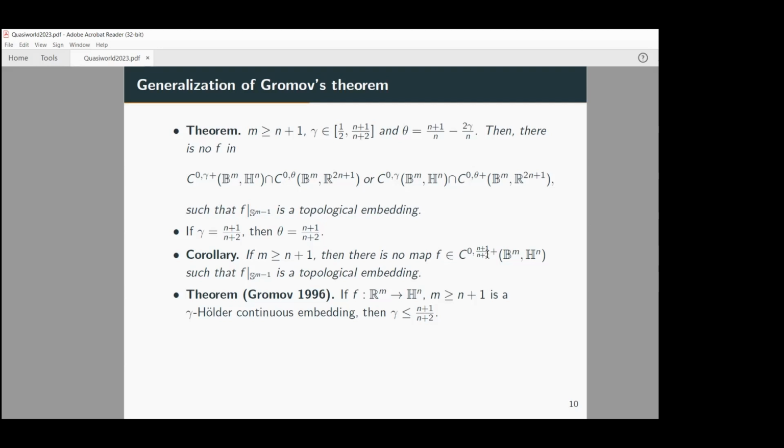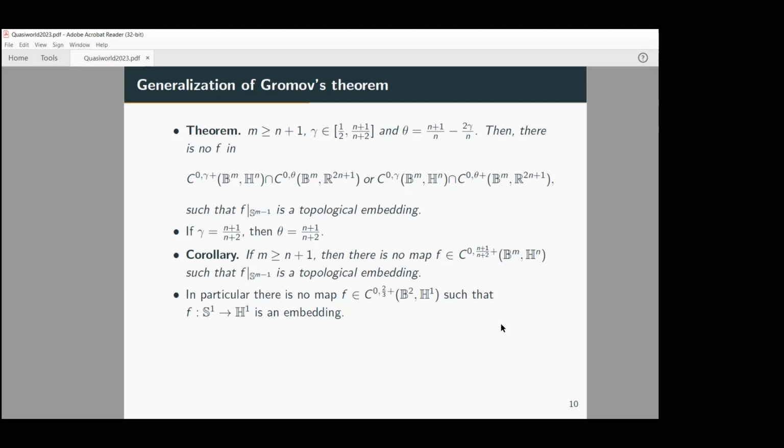Okay, but now I did not understand why your corollary gives Gromov's theorem, because it could be that there is a map that is n+1 divided by n+2 Hölder. Yes, which means it follows from our corollary that if there is an embedding, then gamma has to be less than or equal to n+1 over n+2. Because if the Hölder coefficient is strictly smaller than this 2/3, then the map would be in 2/3 plus. Yes. Okay. Thanks a lot, Piotr.